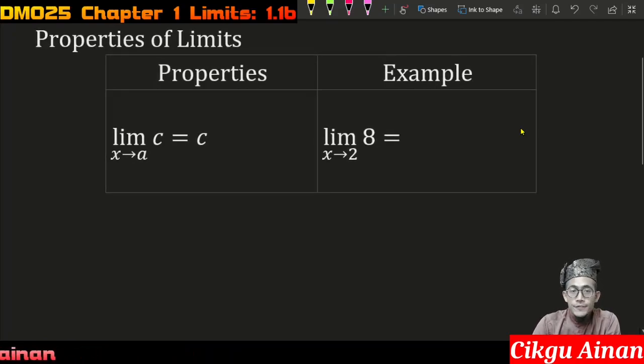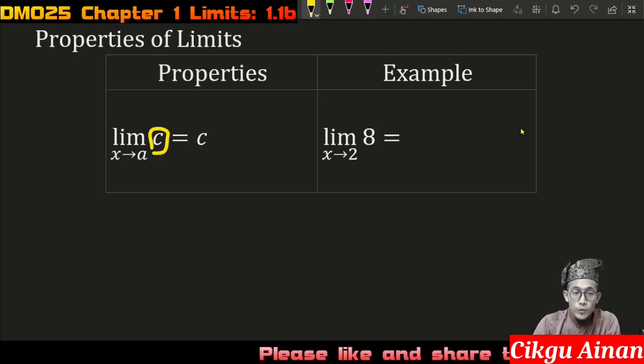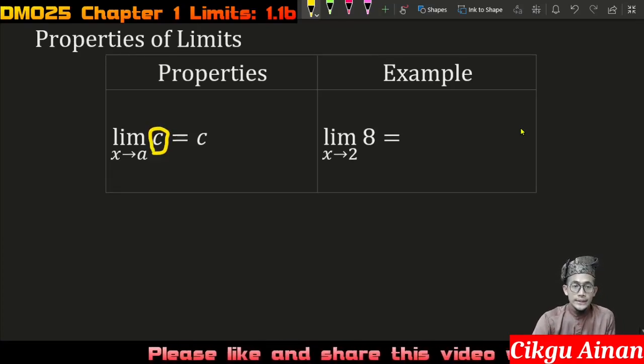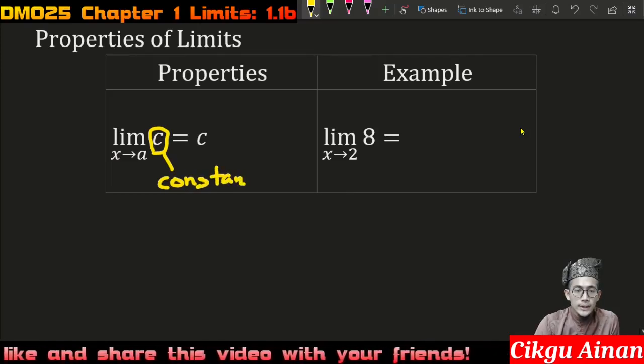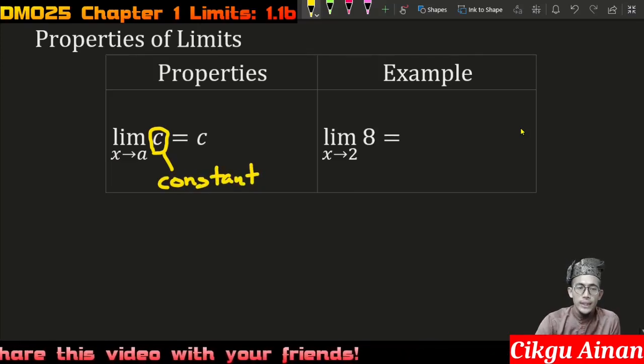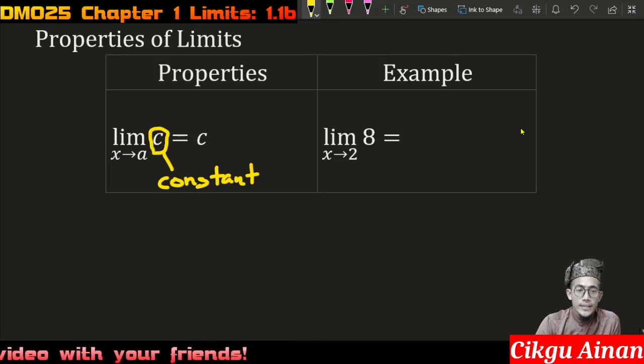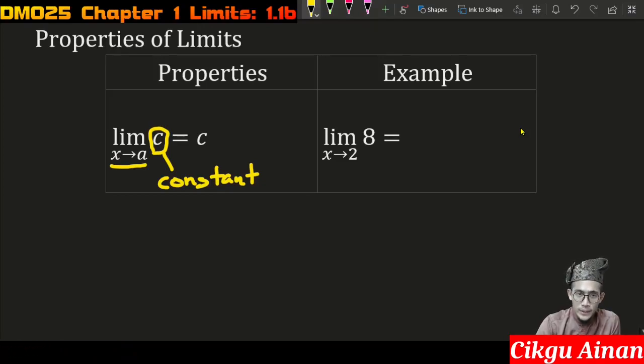If we want to find the limit of a constant, this C is a constant. A constant is a number, as x, not the variable, approaches a. So, by the property of limits, the limit is the constant itself.